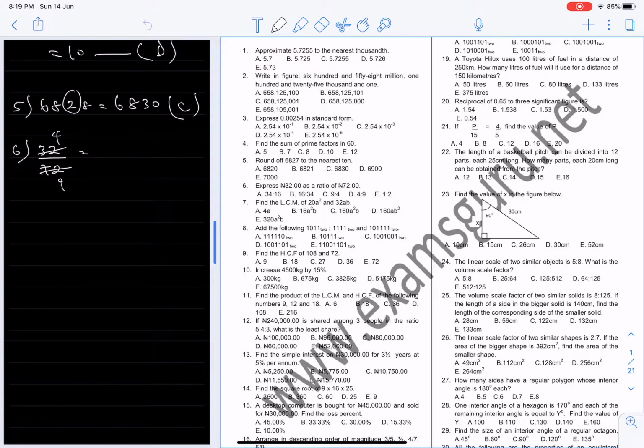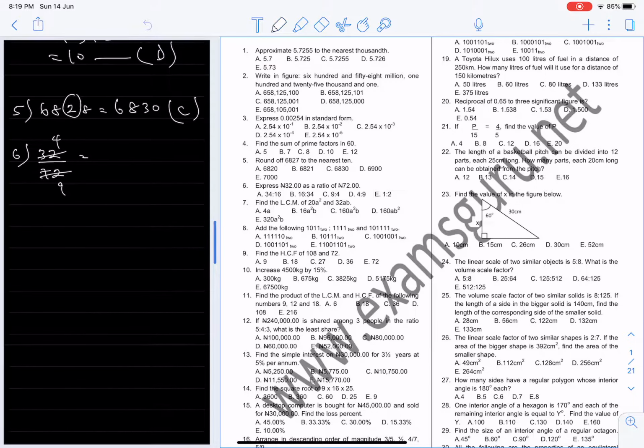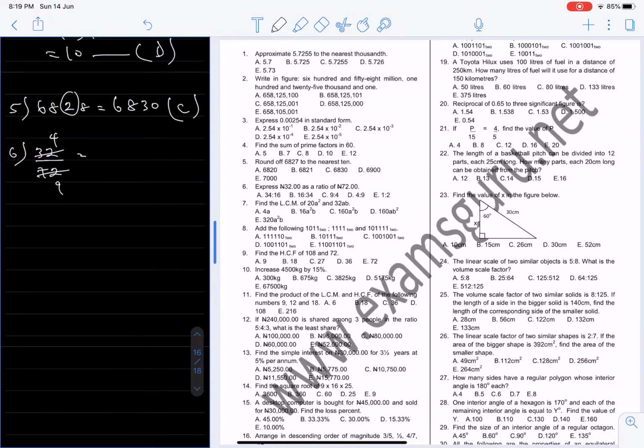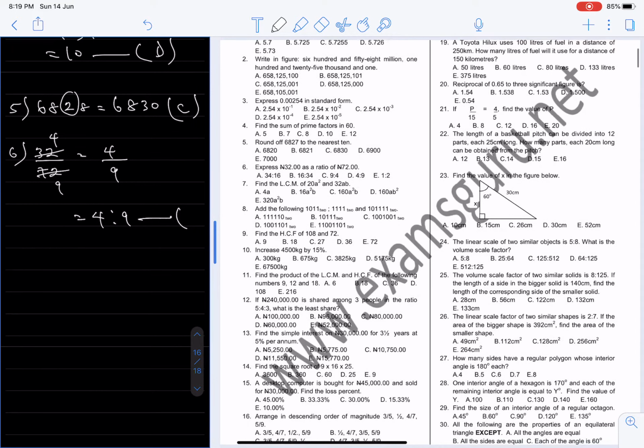Ratio 4 over 9, that's 4 over 9, and as a ratio that's the same as 4 to 9. What's the correct option? That's number 6, 4 to 9. The correct option is D.